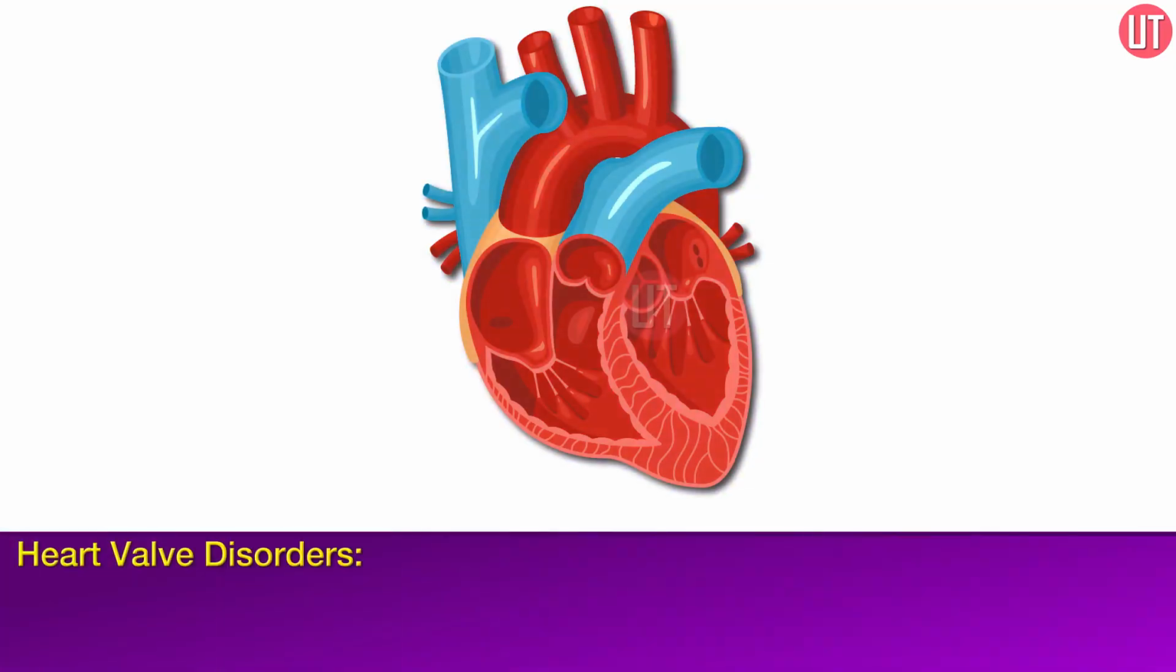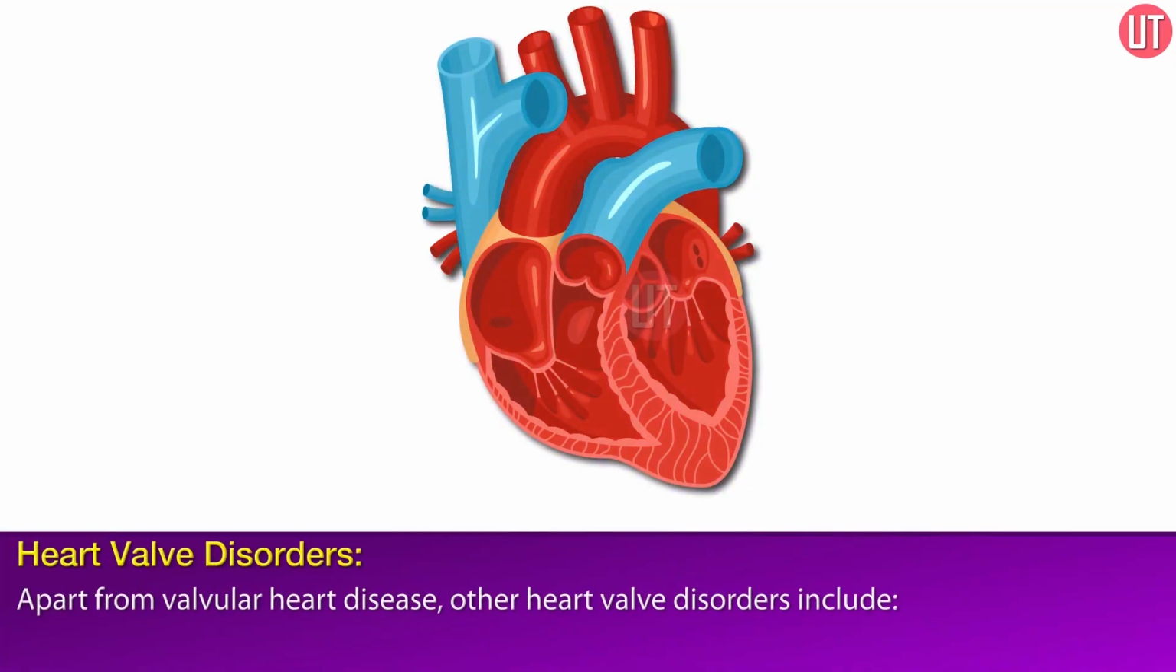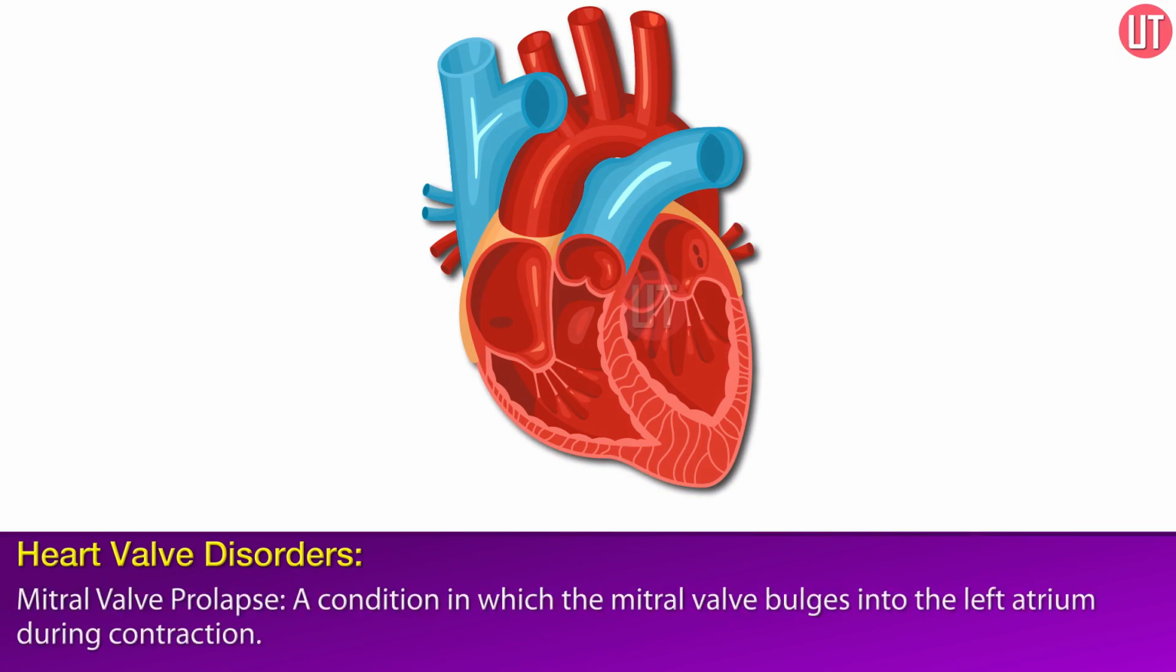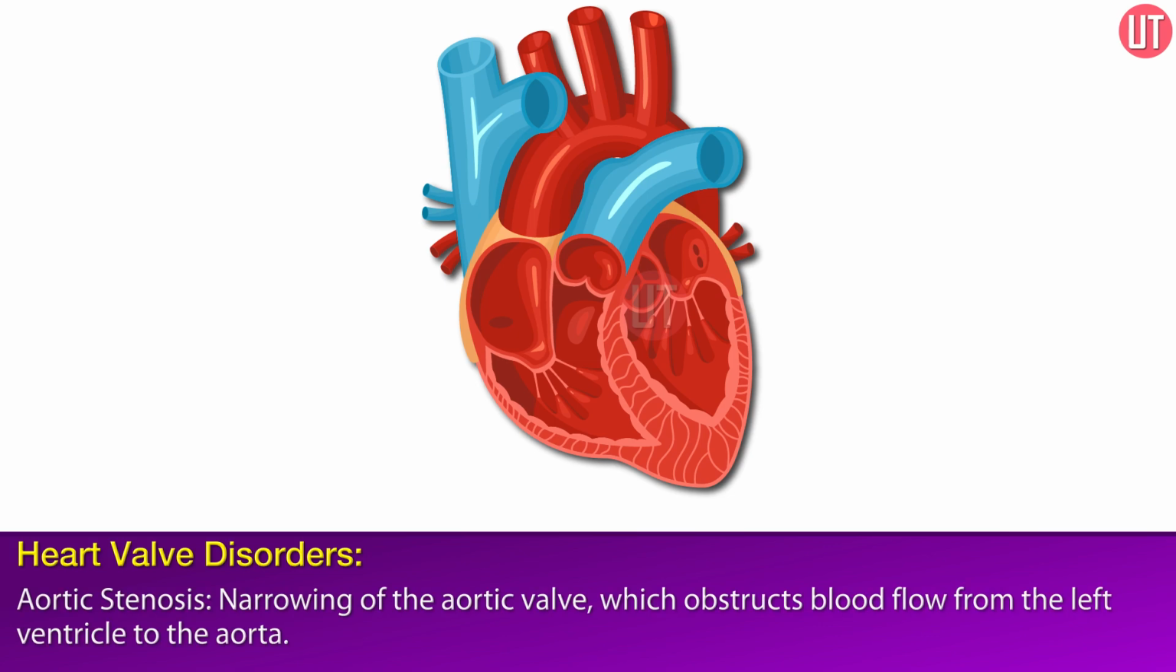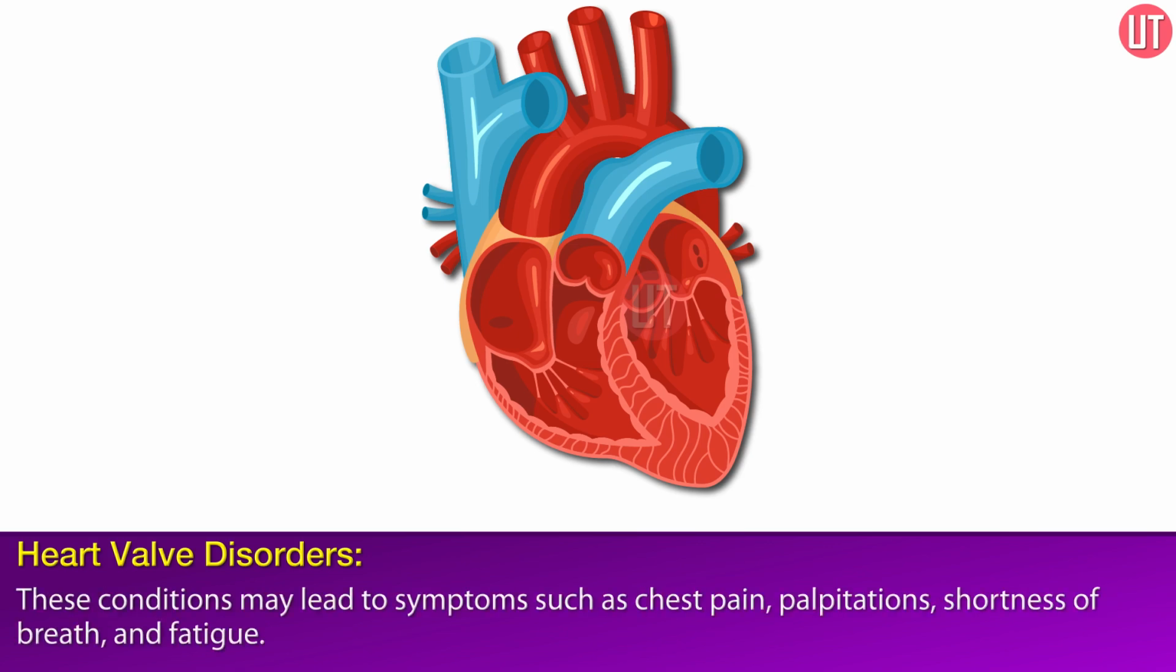Heart valve disorders. Apart from valvular heart disease, other heart valve disorders include mitral valve prolapse, a condition in which the mitral valve bulges into the left atrium during contraction. Bicuspid aortic valve, a congenital condition in which the aortic valve has two cusps instead of three. Aortic stenosis, narrowing of the aortic valve, which obstructs blood flow from the left ventricle to the aorta. These conditions may lead to symptoms such as chest pain, palpitations, shortness of breath, and fatigue.